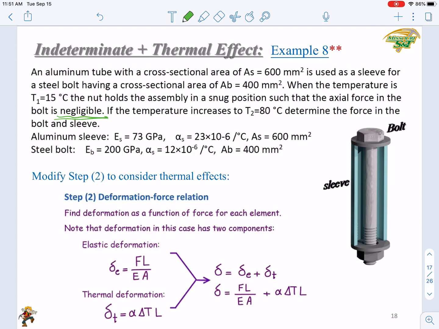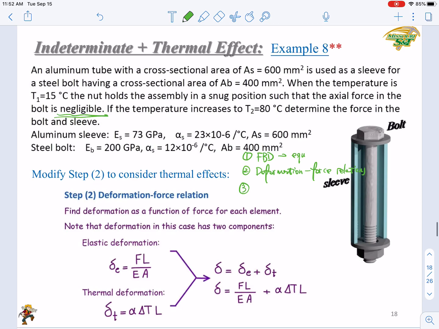Okay, we have 4 steps to solve these indeterminate problems. Right? This is a basic review. We just talked about these 4 steps. The first step will be the free body diagram, to build equilibrium equations. Then the second step will be to define the deformation-force relations. And the third step, based on step 2, we will write the compatibility equation. Then the fourth step is to solve it.